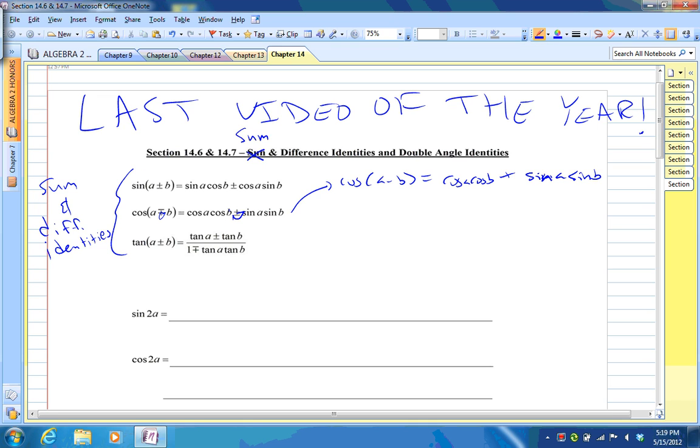And then tangent of A plus B would be tangent A plus tangent B over 1 minus tangent A times tangent B. Or tangent of A minus B equals tangent A minus tangent B over 1 plus tangent A times tangent B.